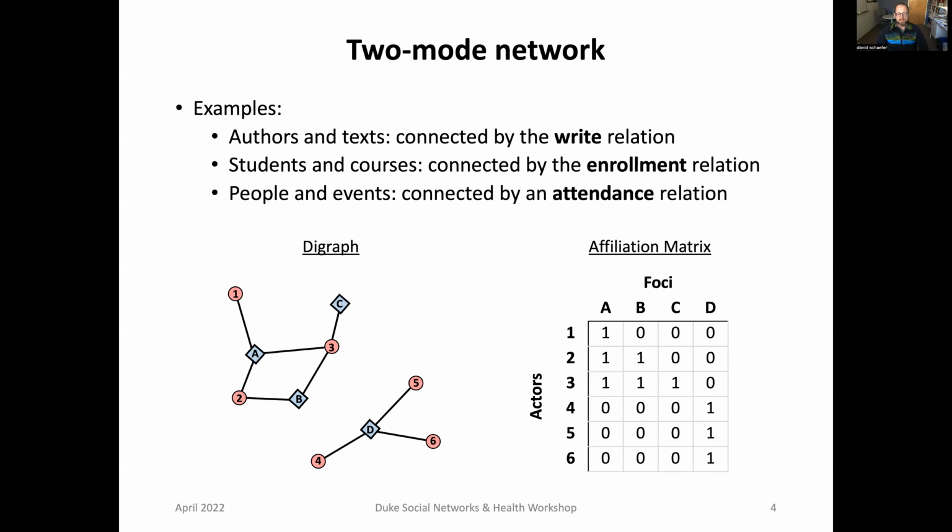It could be people and events. The famous Southern Women data looked at a group of women and the events that they attended throughout the year. Notice again, for each of these sets or modes, there are not necessarily relations within them that we're looking at. When we're looking at the attendance relation, we're looking at people attending events, not how the people themselves are connected, and not any association between events.